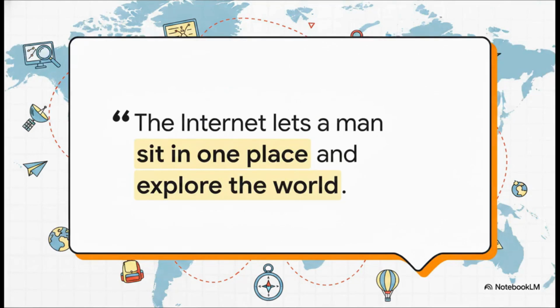To wrap up this explainer, I want to leave you with this really powerful thought, straight from the summary of our source text. The Internet lets a man sit in one place and explore the world. You've got the network, you know the terminology, and you understand exactly how the tools work. So my question to you is, what part of the world are you going to explore today?